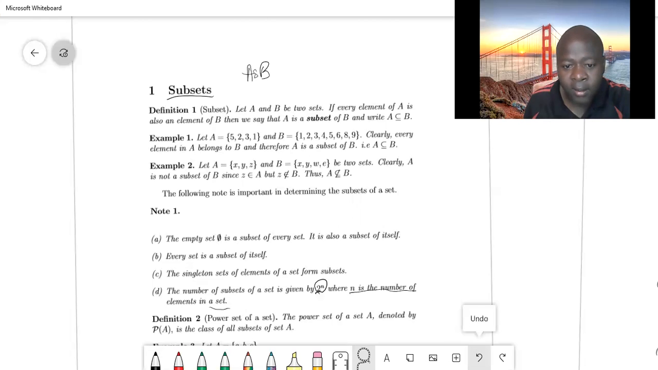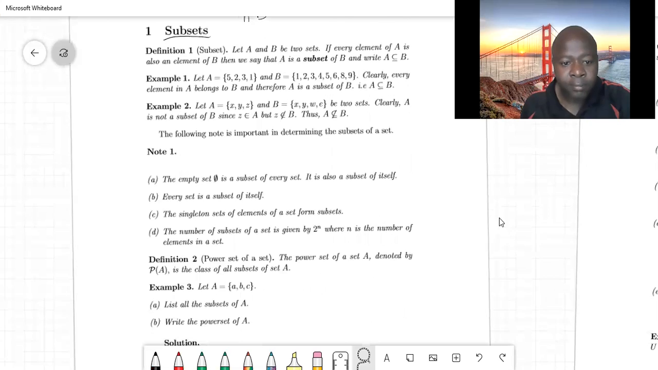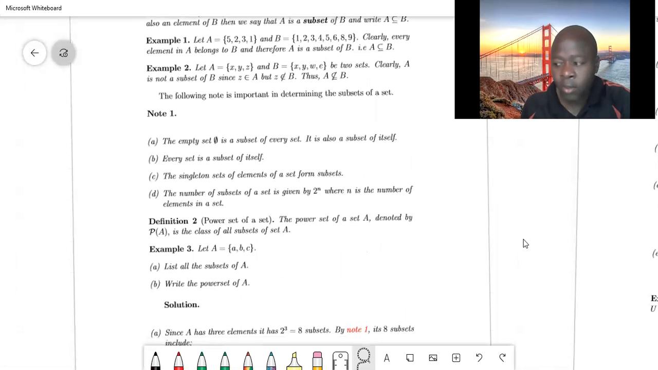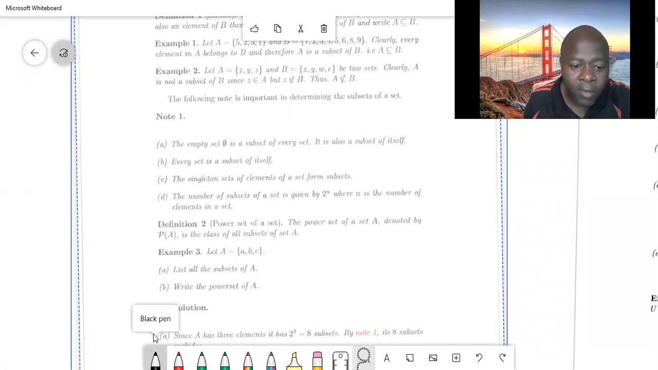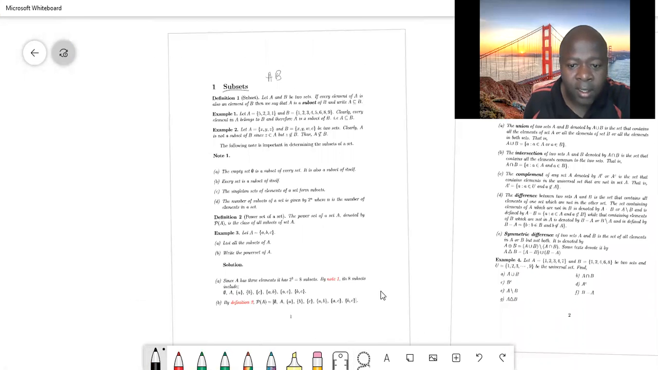Let me just erase this, then we look at another definition. Definition 2, I want to define a power set of a set. I say that the power set of a set A, which we will denote as this, is just a class of all the subsets of that set.